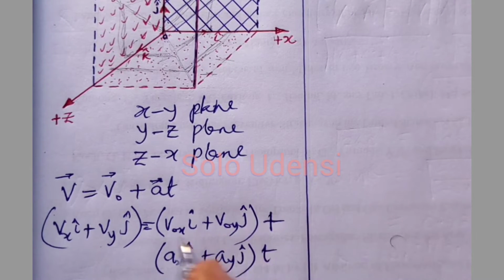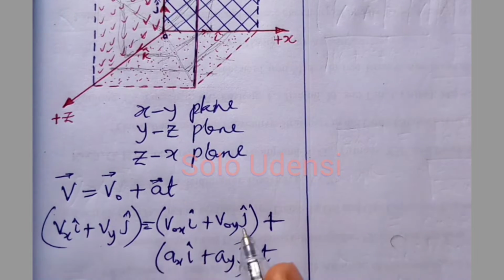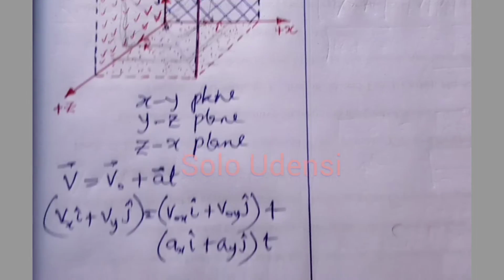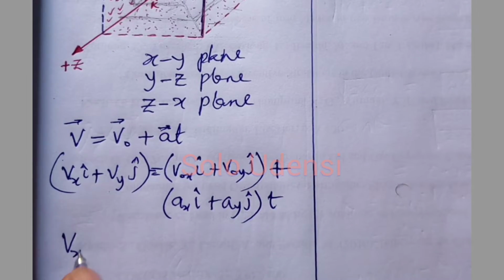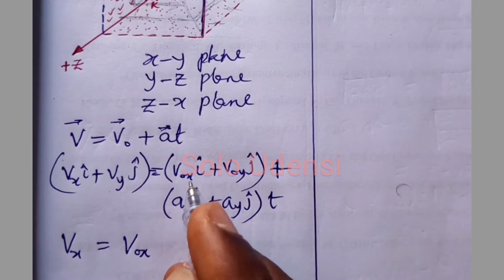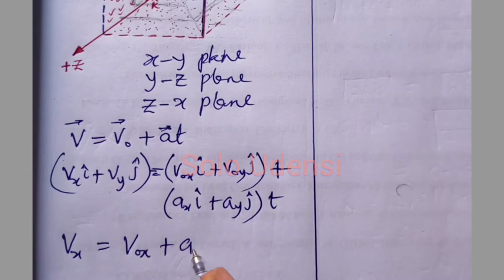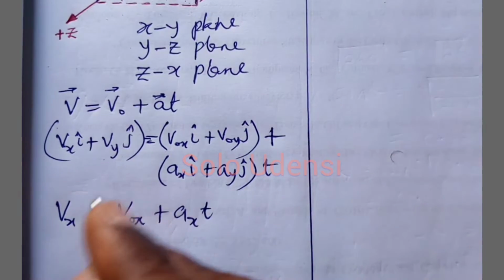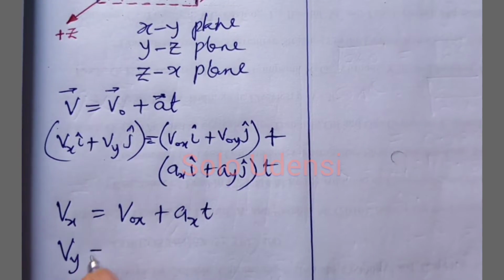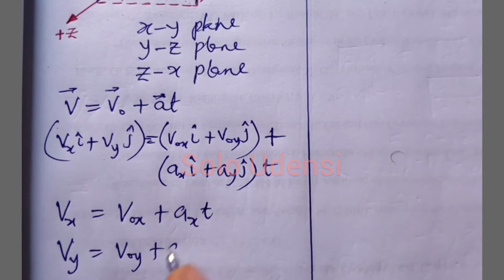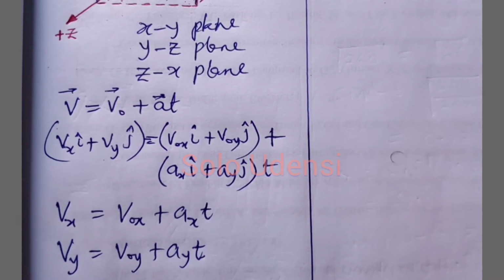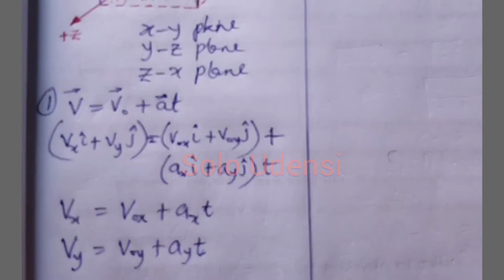So if we open this up and take like terms on both the left hand side and the right hand side, we will get that for the i components, vx = v0x + ax t, while for the j components, vy = v0y + ay t, because it's multiplying. So this is the first equation.